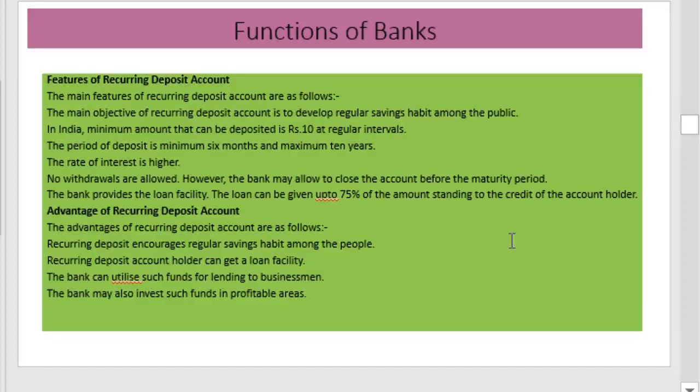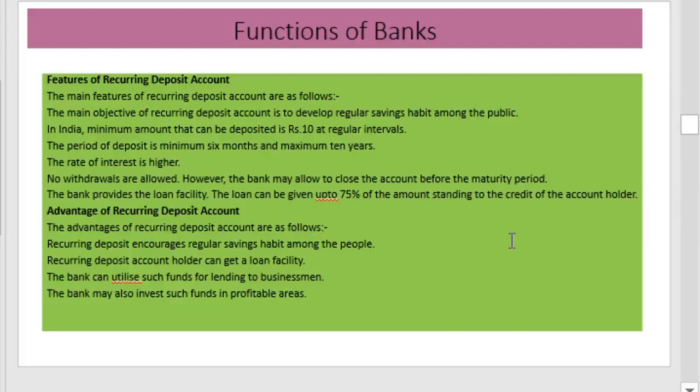Advantages of recurring deposit: it encourages regular saving habits among the people. Second, they will get the loan facility. Then the bank can utilize the funds for lending to business people.